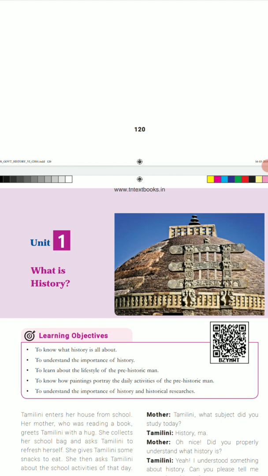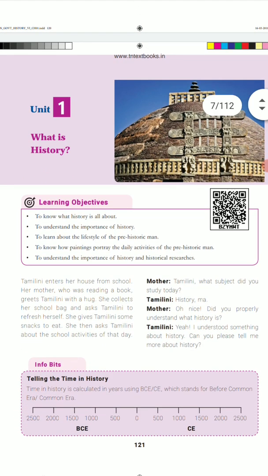The lesson name is what is history. Unit 1, what is history? And next, learning objectives. Learning objectives: to know what history is all about and to understand the importance of history.